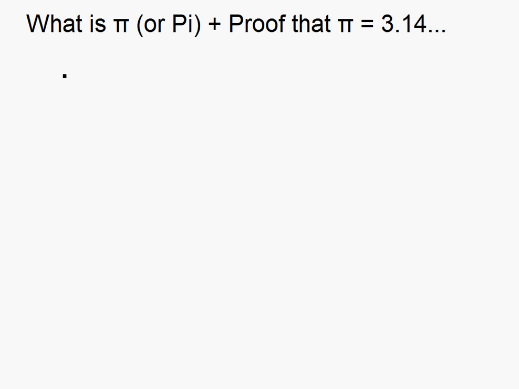Hello, it's time for another math easy solution. Today we're going to discuss what pi is and prove that it's a constant that equals 3.14 and keeps going on and on. Well, what is pi?